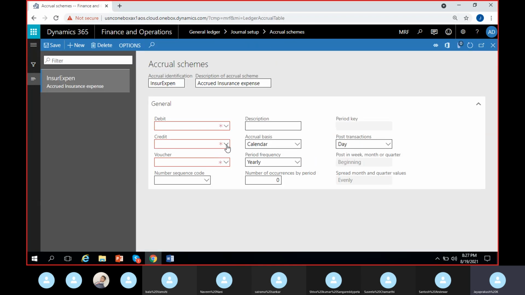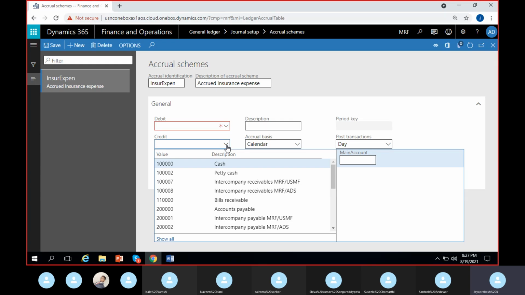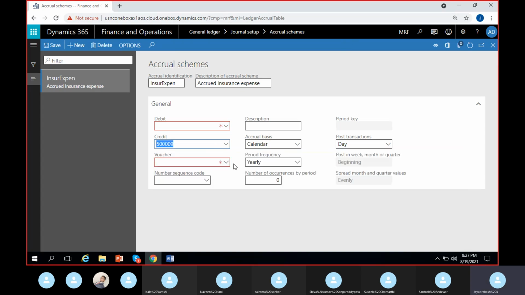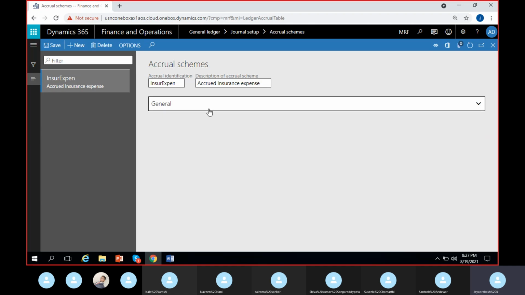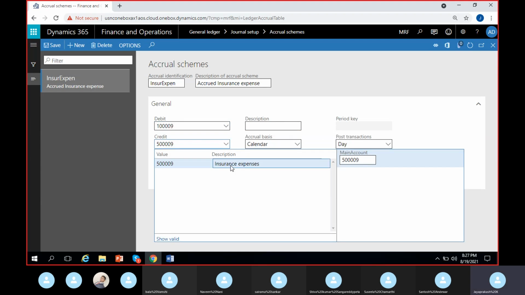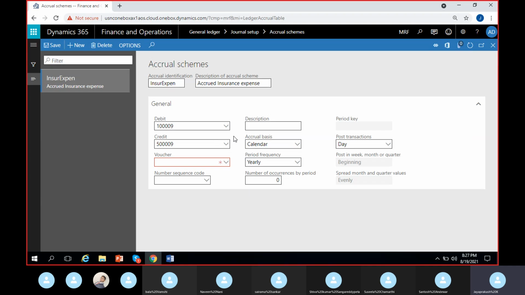So in the credit, I'll give the expense account. Normally when we post an entry, the expense account will be debited, right? So that is why I'm giving the same here as the credit account. So here I can see the insurance expense account. Under debit, I'll give the accrued insurance account, 1,09,000. Sorry, here. So here I gave the accrued insurance account, and here I gave the insurance expense account. Perfect.